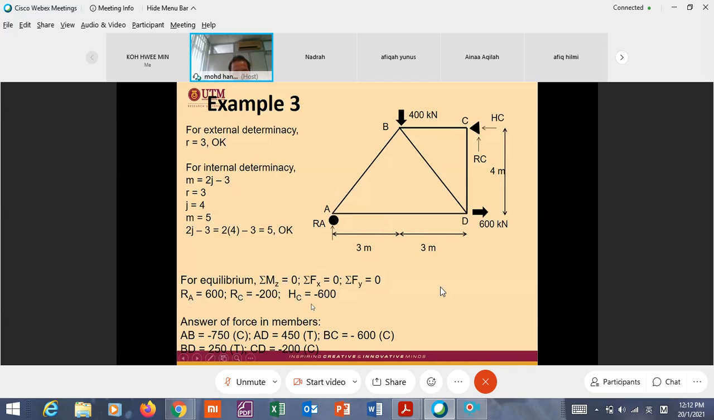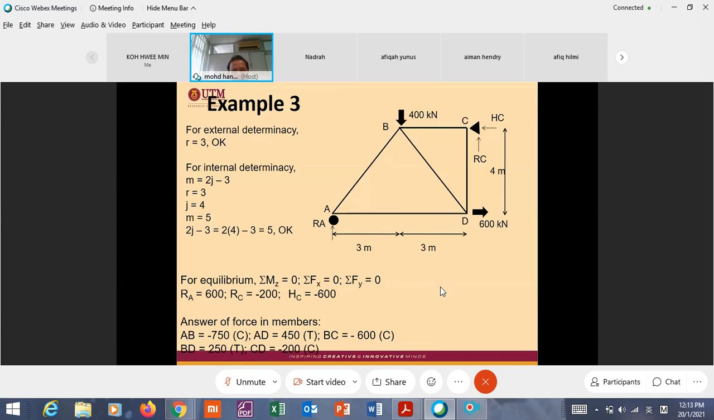Using what? You can use joint method, or you can use section method, or you can use resolution method, or you can use what I call resultant method. There are four methods. Now I give you the third method, resolution method.